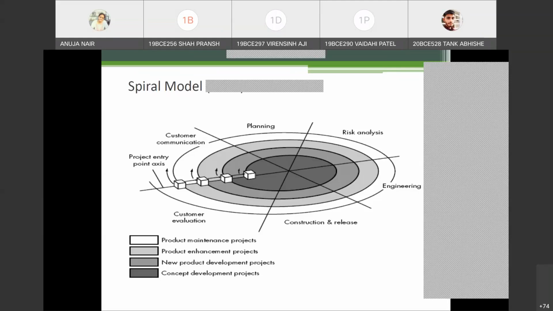So Kanisha is saying not fixed. That's fine, but why not fixed? And who fixes the number of spirals? Which factors fix the number of spirals? Not fixed. The spirals will continue until user is satisfied. Okay. Depends on the number of revisions on the basis of the requirement. No.